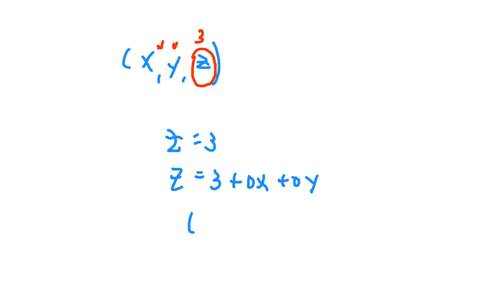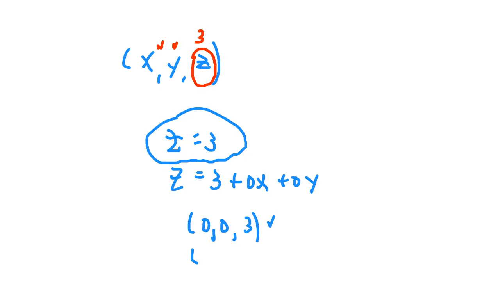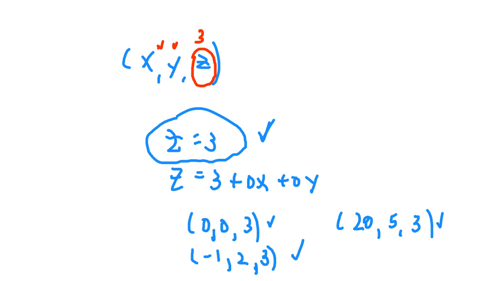For instance, the coordinate (0, 0, 3) is on this surface, Z equals 3. That's a point on the surface. The coordinate (-1, 2, 3) is on this surface. The point (20, 5, 3) is on this surface. So long as the Z coordinate equals 3, the point is going to be on the surface.